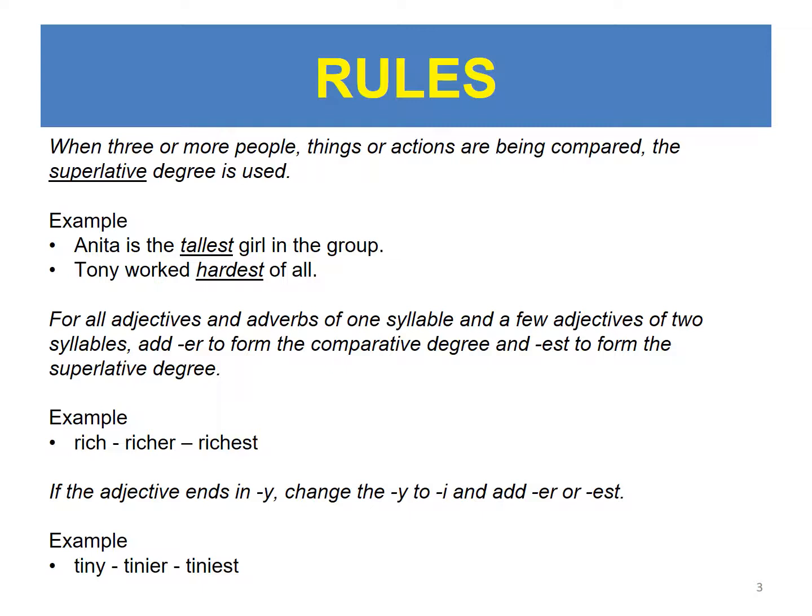When 3 or more people, things, or actions are being compared, the superlative degree is used. Example: Anita is the tallest girl in the group. Tony worked hardest of all.